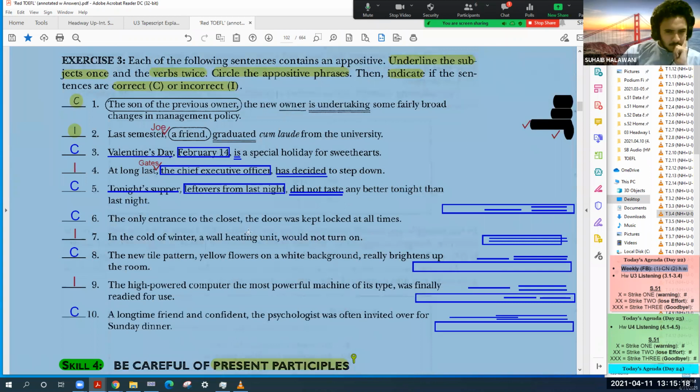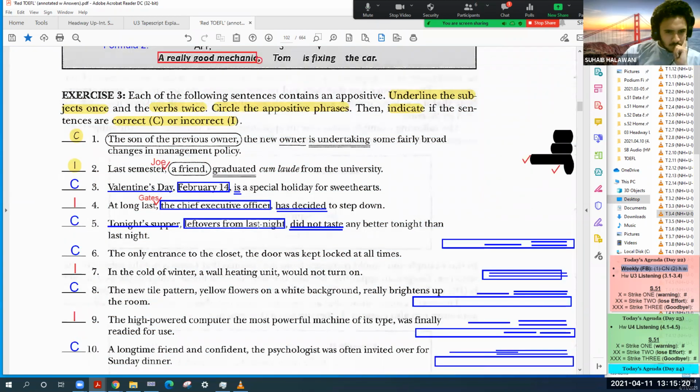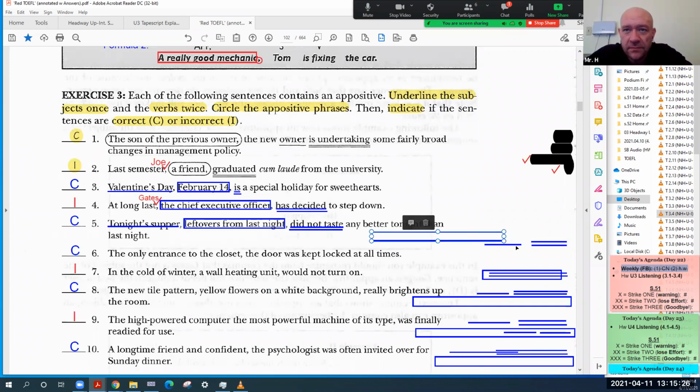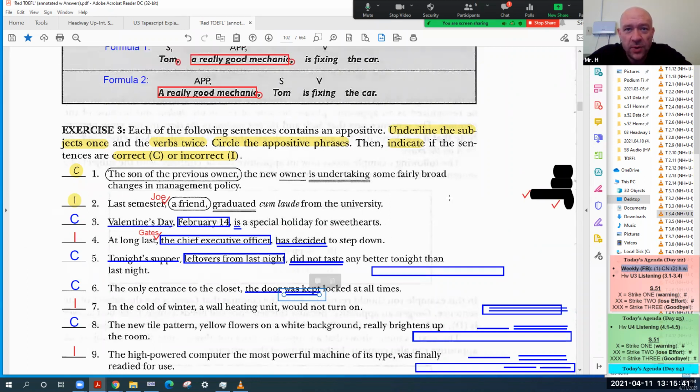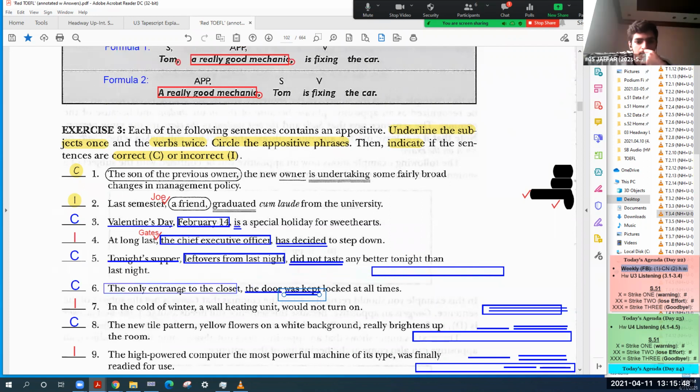How about number 6? Do we have a second subject? Can you find a subject? The door. Yes, the door. How about the verb? Was kept. Okay. And which formula is this one? Second formula. So where do I put the box? In the beginning.